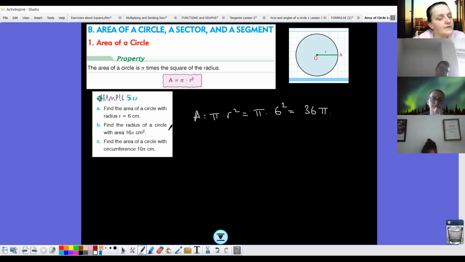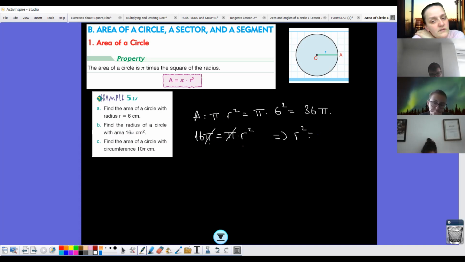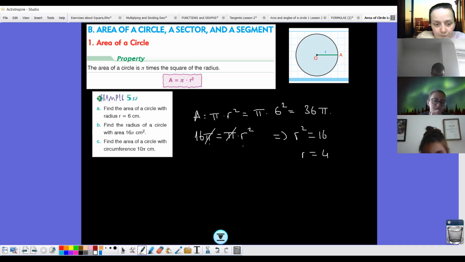Okay. Find the radius of a circle with area 16 pi centimeters square. So here the area is given, 16 pi. We are looking for the radius. So I'm writing 16 pi is equal to pi r square. The pi's will cancel each other and go. Then r square is equal to 16. R is equal to 4.